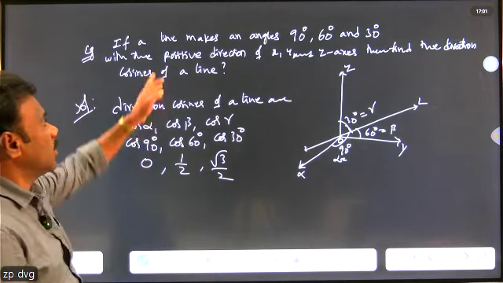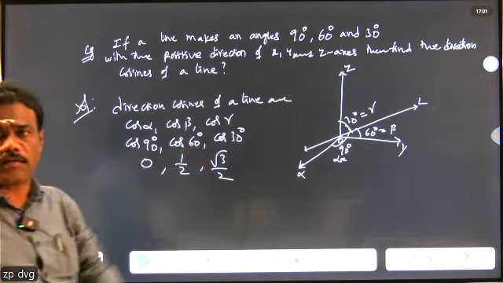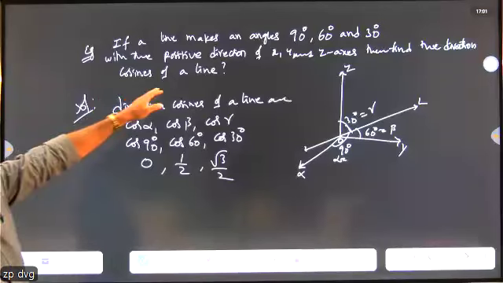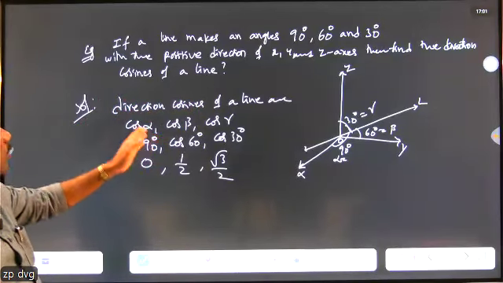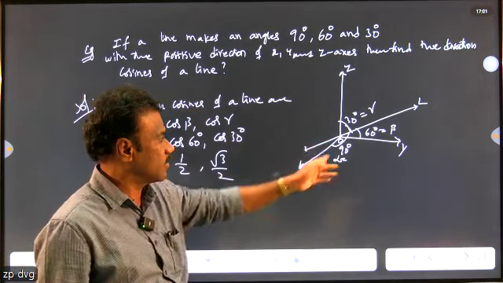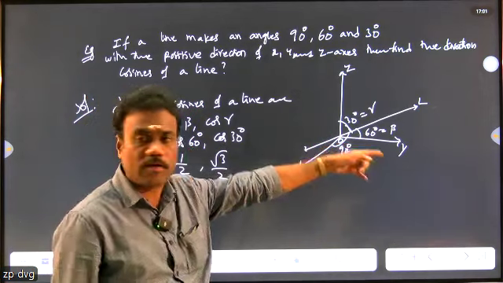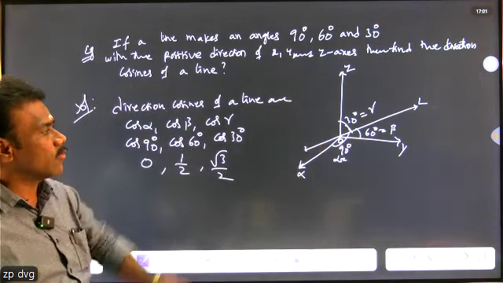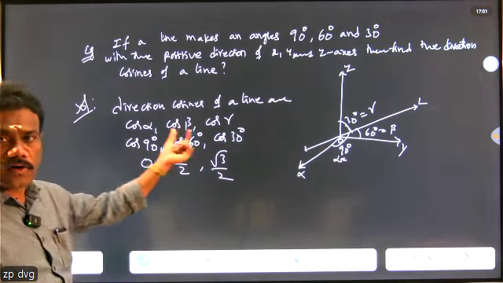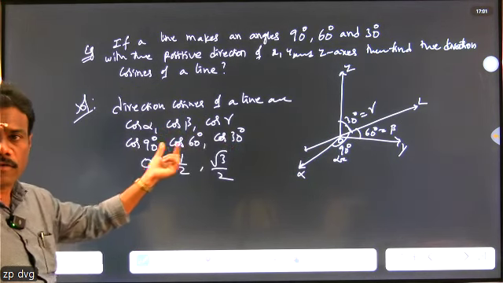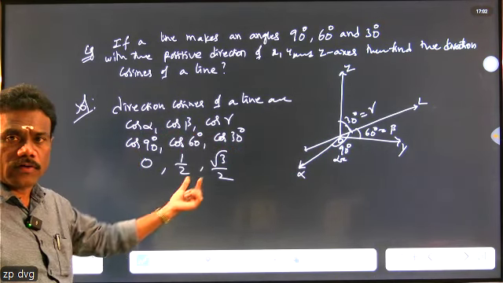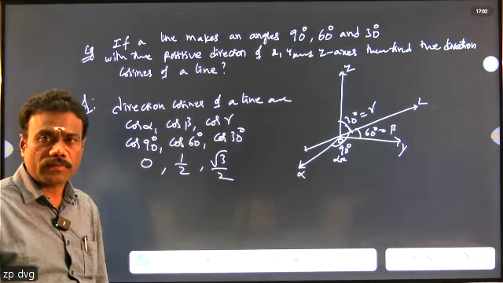Right? So if a line makes angles 90 degrees, 60 degrees and 30 degrees with the positive direction of x, y and z axis, then the direction cosines of the line we have to find. So we know alpha is equal to 90 degrees: the line makes an angle alpha equal to 90 degrees with the x-axis, beta equal to 60 degrees with the y-axis, and gamma equal to 30 degrees with the z-axis. Then what we got? Direction cosines of a line: cos alpha, cos beta, cos gamma. So we'll get cos 90 degrees, cos 60 degrees, cos 30 degrees. Cos 90 is 0, cos 60 is 1 by 2, cos 30 is root 3 by 2.